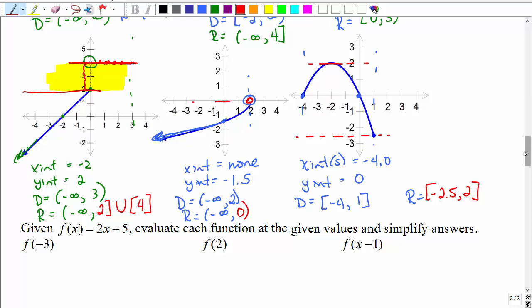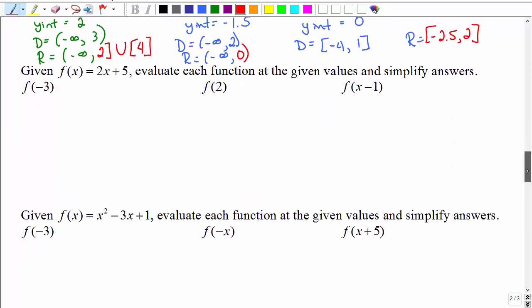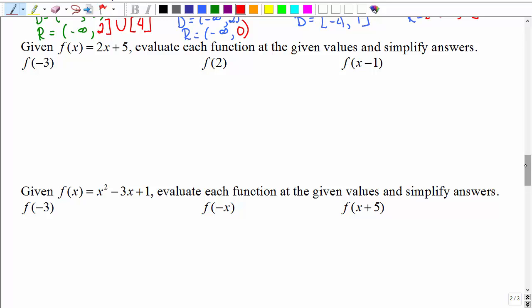So we're going to leave graphs for a minute and just look at functions and how we evaluate functions given different values and expressions. We're going to come to this function, and wherever there's an x, we're going to replace it with negative 3. So f of negative 3 equals 2 times negative 3 plus 5.